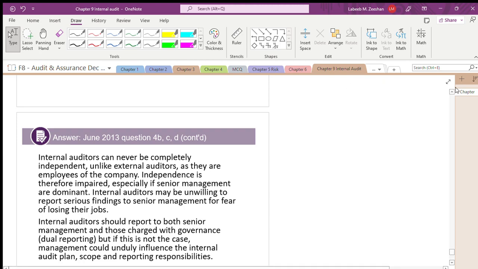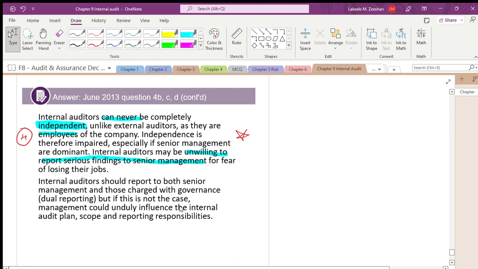Now, internal auditors can never be completely independent. This is the best of the limitations. Why? Because they are the employees of the company. They are unwilling to report serious findings to the senior management. This is another limitation, limitation number 4, which you can memorize very easily.